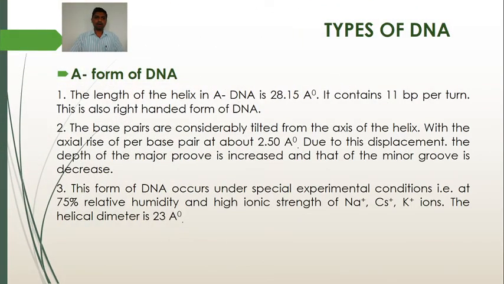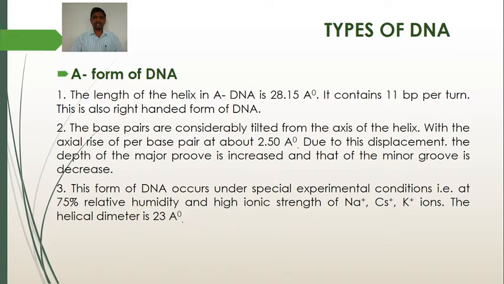Next is the A form of DNA. The A form of the DNA has a helix length of 28.15 angstrom. It contains 11 base pairs per turn. This is also a right-handed form of the DNA, so the A form and the B form are both right-handed forms of the DNA. The length of the helix in the A form is 28.15 angstrom, and it contains 11 base pairs per turn.